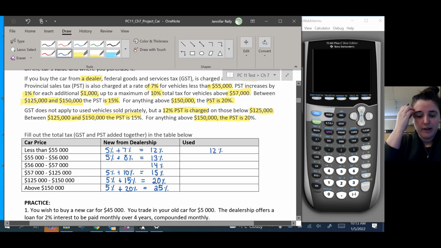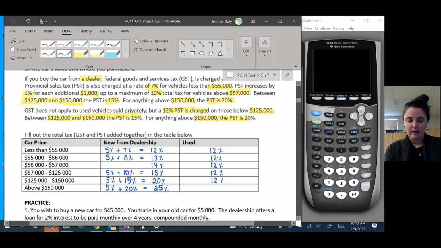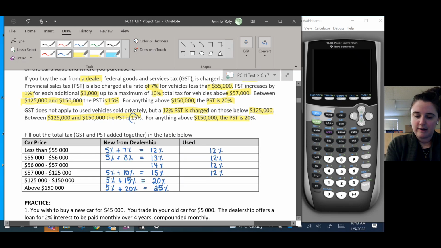Okay, for a used vehicle, it's basically just 12% PST, no matter what, until you get to above $125,000, and then you're paying 15%, and then above $150,000, you're paying 20%.